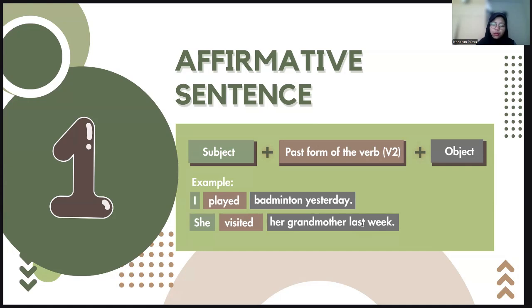For the affirmative sentence, we have formula subject plus past form of the verb two plus object. For example, I played badminton yesterday. Played is the verb two from play. Another example is she visited her grandmother last week. Visited is verb two from visit.